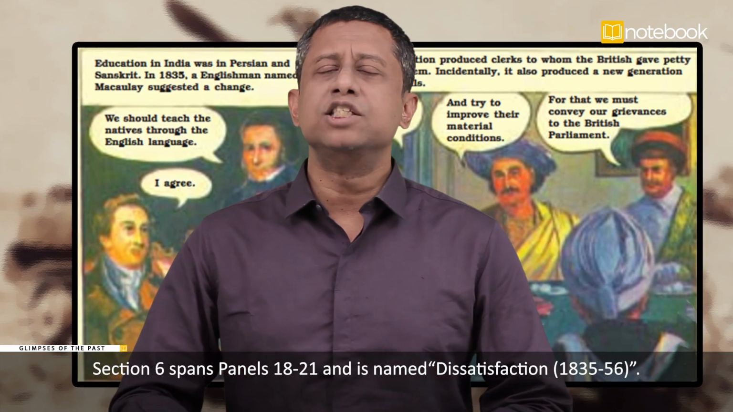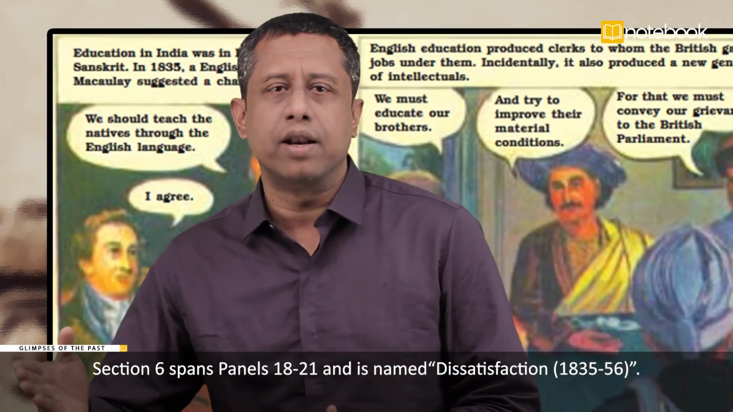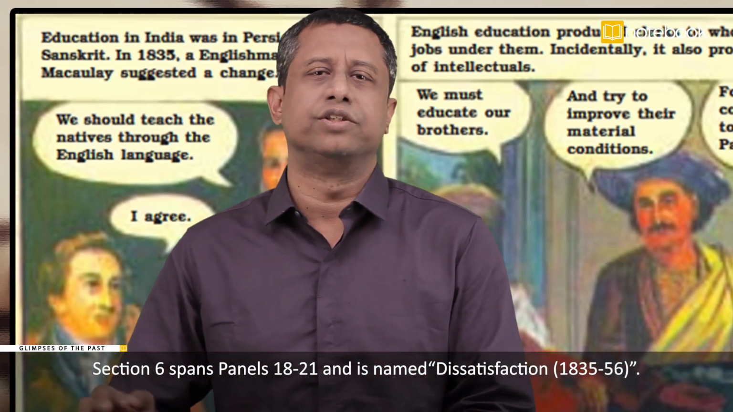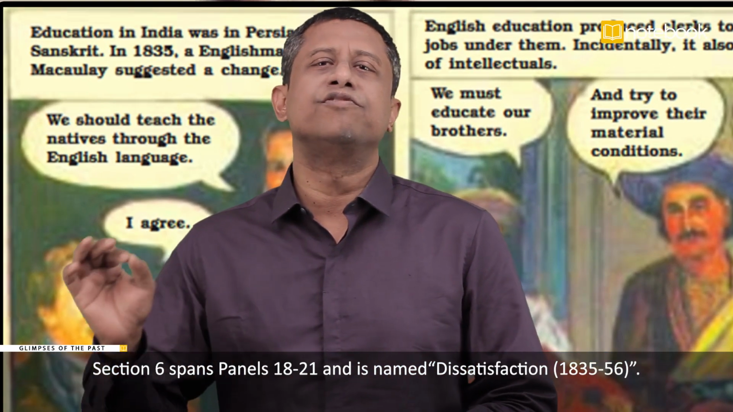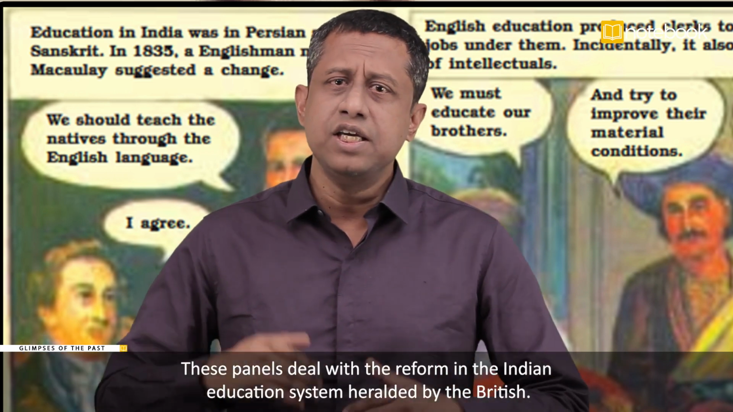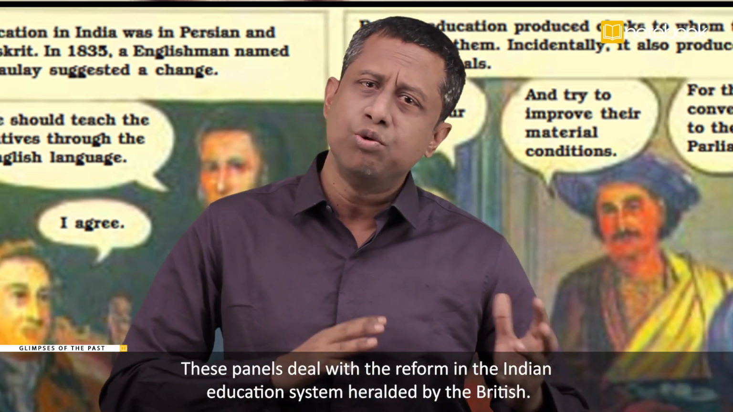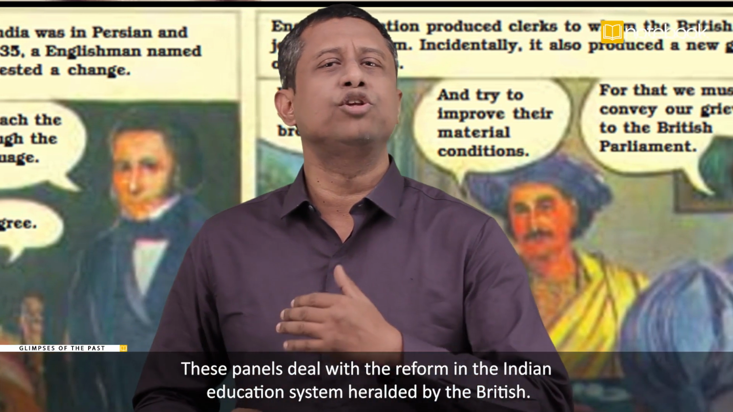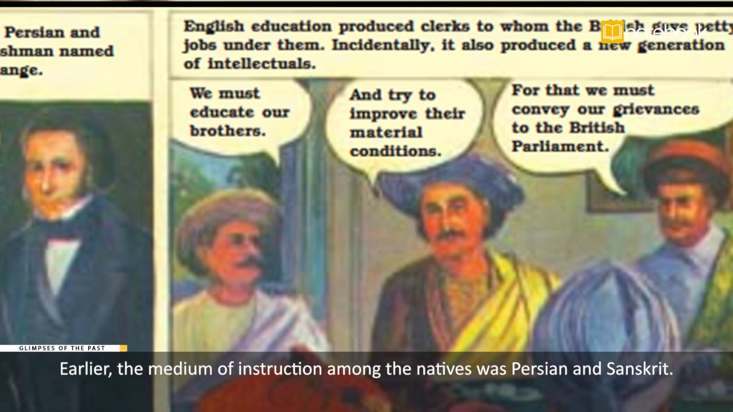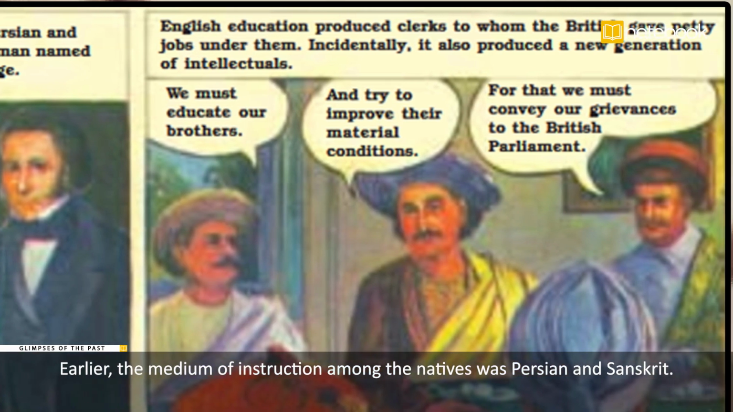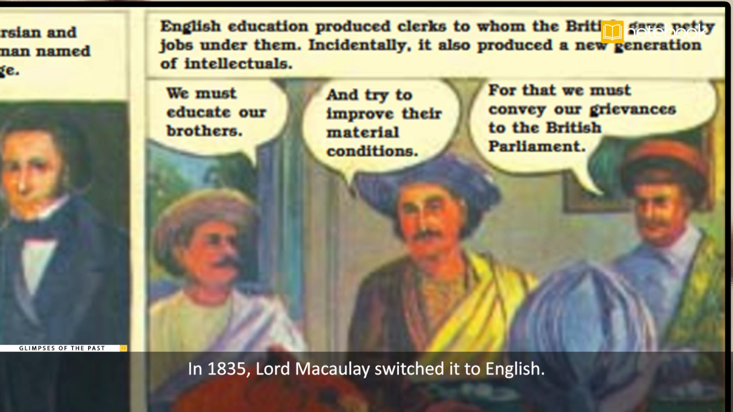Section 6 spans panels 18 to 21 and is named Dissatisfaction 1835 to 56. These panels deal with the reform in the Indian education system heralded by the British. Earlier, the medium of instruction among the natives was Persian and Sanskrit. In 1835, Lord Macaulay switched it to English.